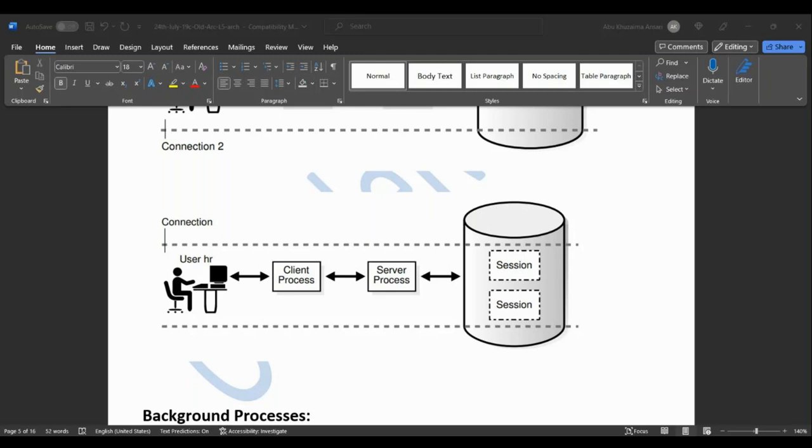Okay, and this server process stores its information in its PGA. Okay, and the UGA information is also there. So please remember this point. Okay, I'm typing it so you can note it in your notebook.